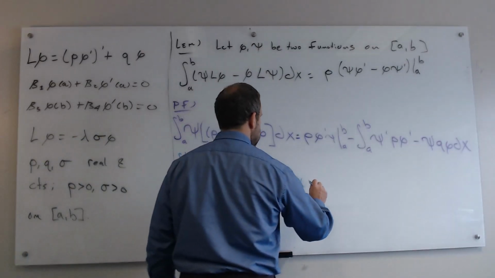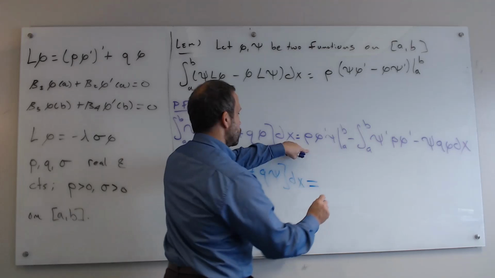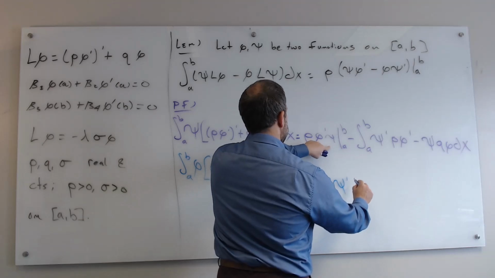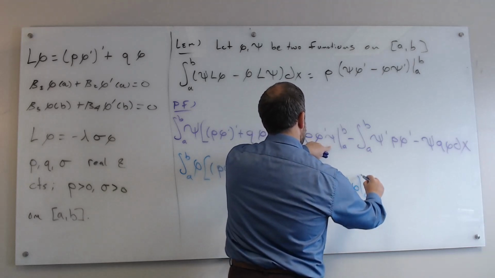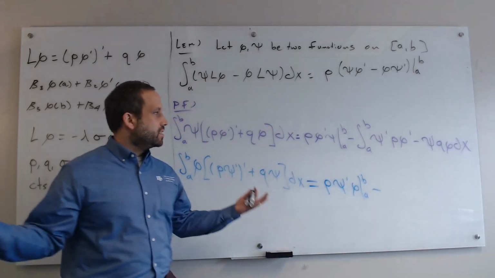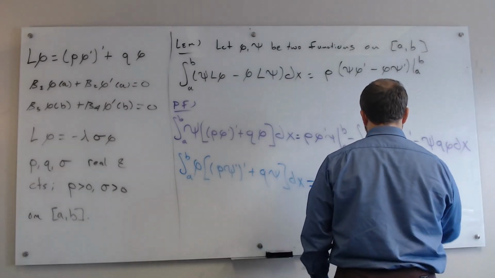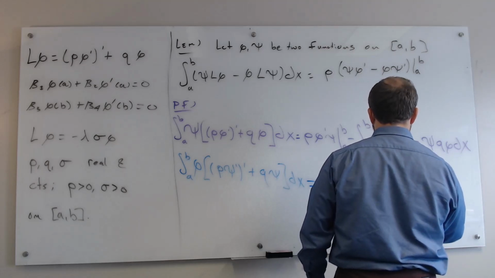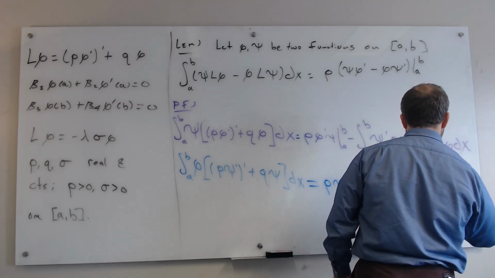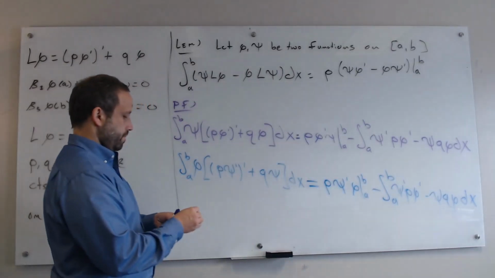Okay, so what I'm going to get then, if I just interchange the roles of phi and psi over there, well, here I'm still going to get a p. Instead of a phi prime, I'm going to have a psi prime. Instead of a psi, I'm going to have a phi, and this is evaluated from a to b. And then what am I going to get over here? It's going to be the exact same thing because of this symmetry between phi and psi. So this is going to be the integral from a to b, psi prime p phi prime minus psi q phi dx. So in other words, these two integrals are equal to each other.